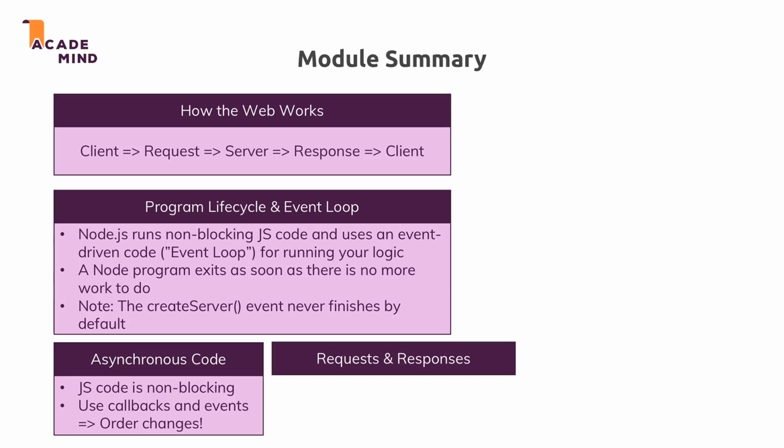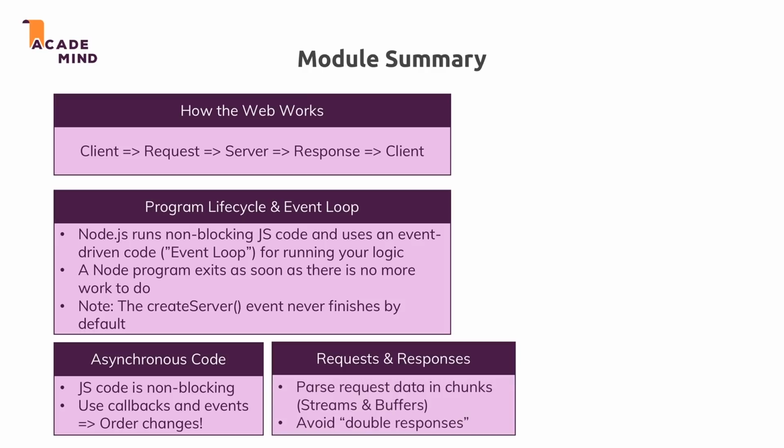We also saw how to work with requests and responses the Node.js way. We saw that we have to parse the request data, which arrives in chunks, and that we can use this concept of streams and buffers, which I explained, and that we should avoid sending double responses, so that after res.end, you must not send another response. And this can happen easily if you forget about that asynchronous nature and that a line of code you write might not execute immediately. So depending on where you write it, if it's in an event listener, it will not execute immediately. That is what I mean, and that is what is important to keep in mind here.